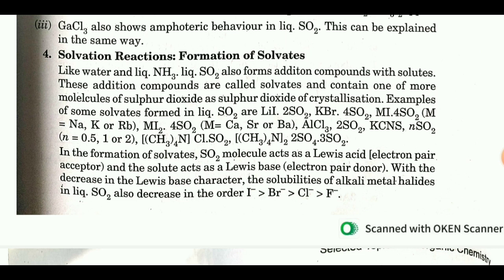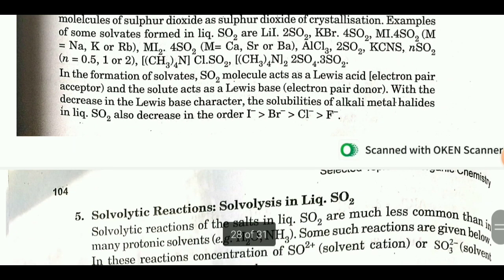LiI.2SO2, KBr.4SO2, NaI.4SO2, NaI2.4SO2, AlCl3.2SO2, KCNS.4SO2, Cl2.SO2 and K2SO4.3SO2. In the formation of solvates, SO2 molecules act as a Lewis acid, an electron pair acceptor, and the solute acts as a Lewis base, an electron pair donor.